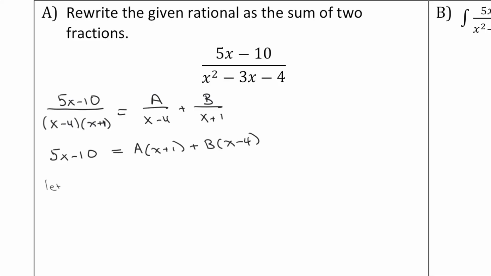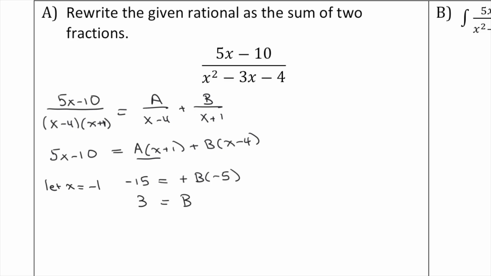I'm going to start by letting x equal -1. And when x is equal to -1, I will get -15 equals 0 when I do my substitution, plus B times -5. Divide, B is going to be equal to 3.